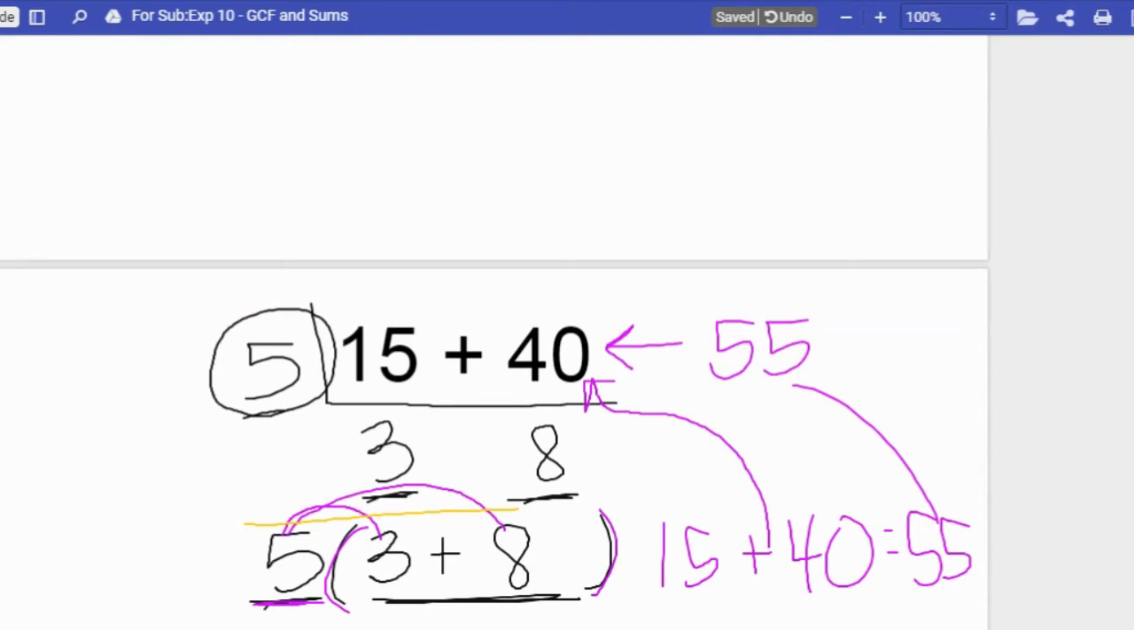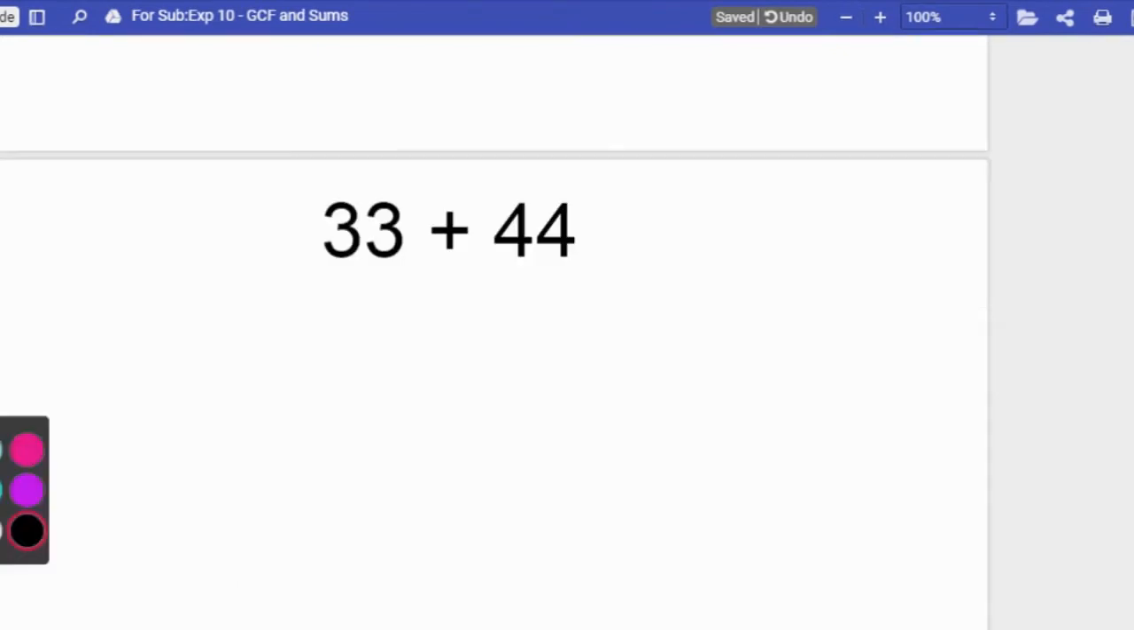Now you probably say, well, what is my answer? Well, they wanted you to create an equivalent expression using the greatest common factor and the sum. So your answer is actually this part right here, because this is the part that has your greatest common factor and your sum. So again, if we can find the greatest common factor, the sum part's easy because it's what's left right there. Okay, let's look at another one.